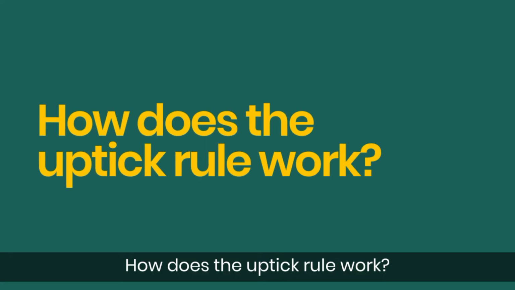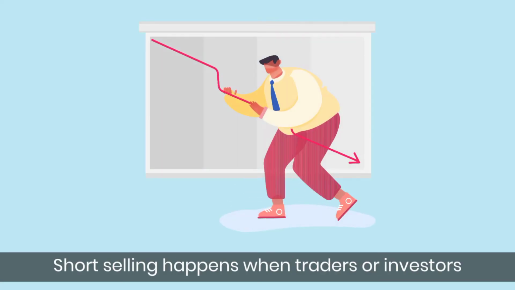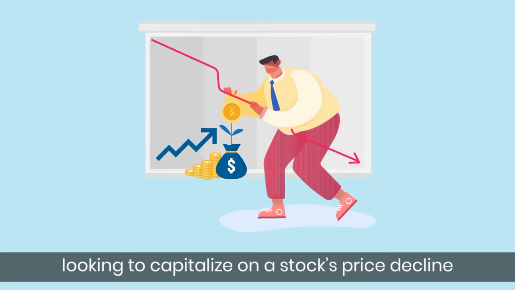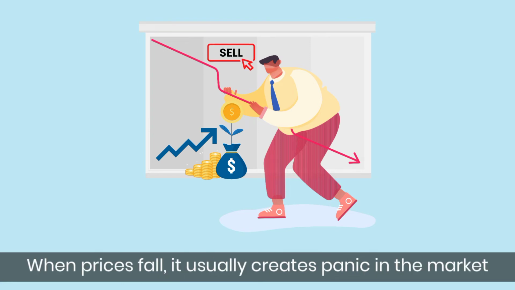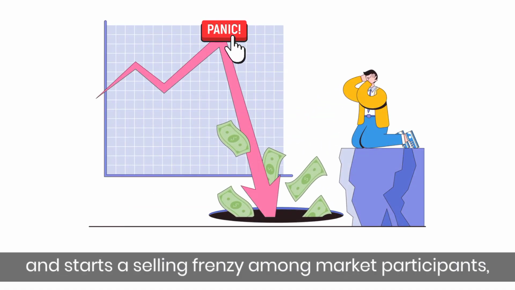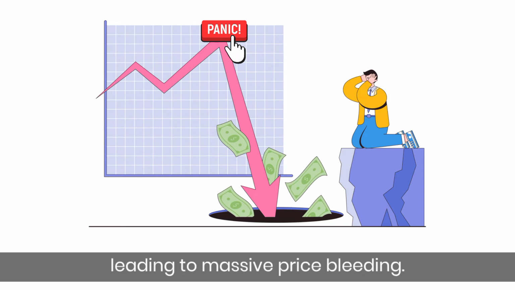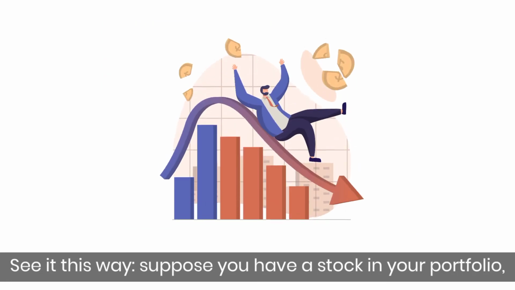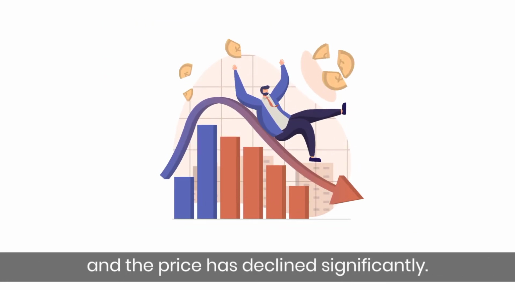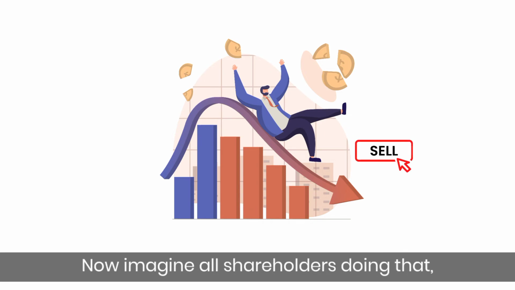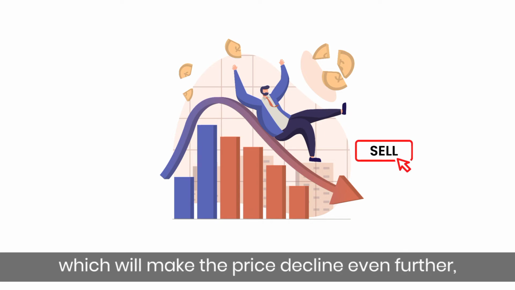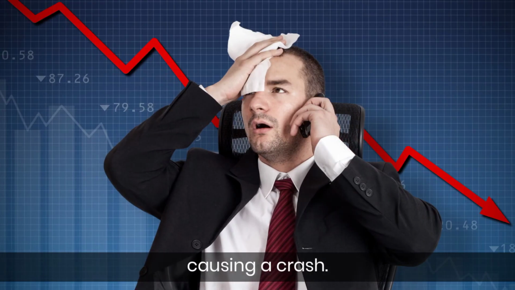How does the uptick rule work? Short selling happens when the traders or investors, looking to capitalize on the stock's price decline, sell the stock to go short. When prices fall, it usually creates panic in the market and starts a selling frenzy among market participants, leading to massive price bleeding. See it this way. Suppose you have a stock in your portfolio and the price has declined significantly. You might start selling straight away. Now imagine all shareholders doing that, which will make the price decline even further, causing a crash.